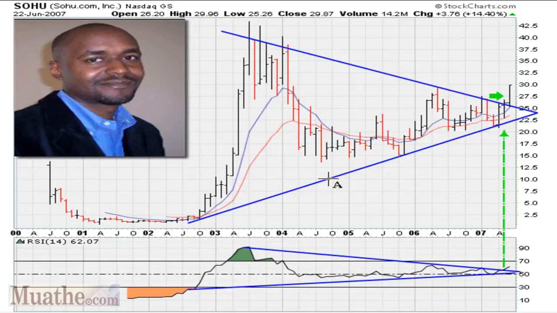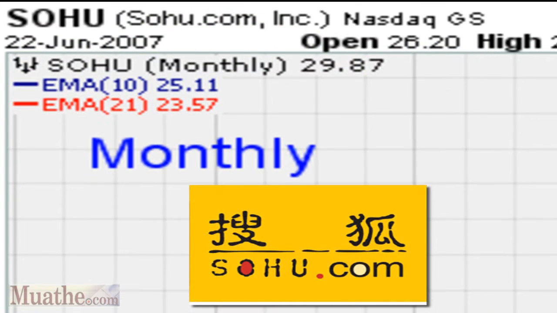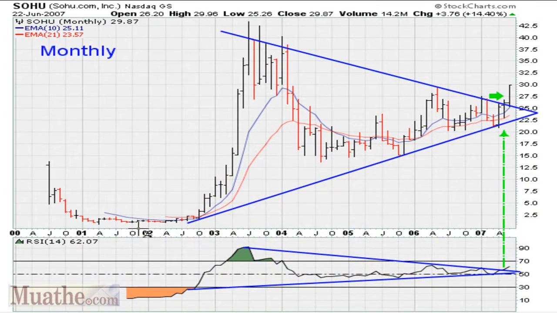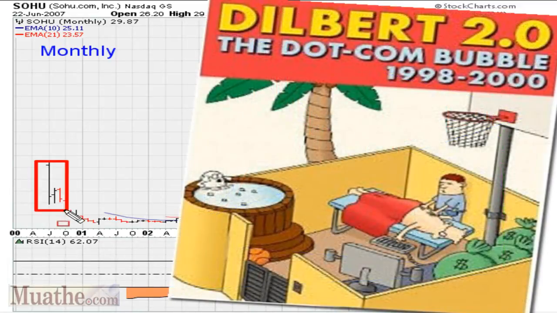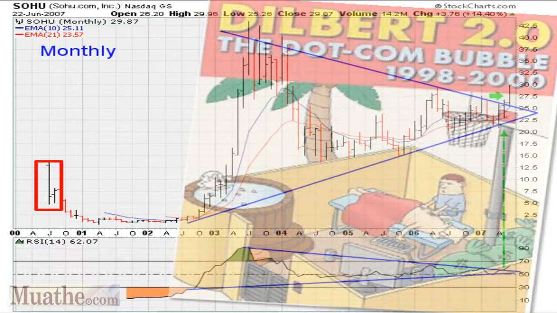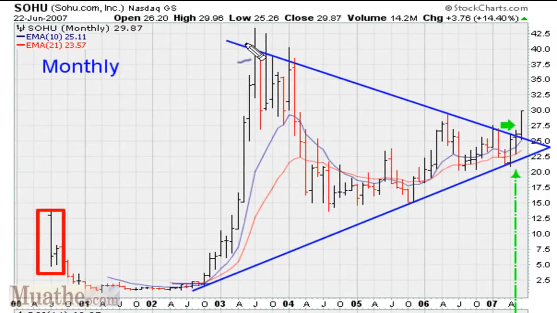Let's continue here with our lesson on the RSI wedge breakout. We're going to be taking a look at Sohu when it was trading in the early 2000s. And you see initially the stock had IPO during the tech bubble bust of 2000. At some point before 2003, you see the stock took off, jumping from about under $2 all the way to $42 in less than a year. Huge move, absolutely massive move.